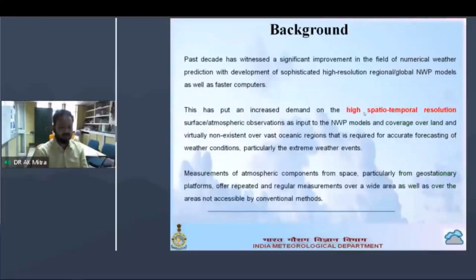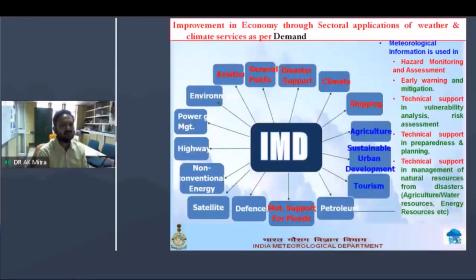So, improvement. By and large, if you can see the tasks that IMD is doing, it is improving the economy through sectoral applications. With these meteorological observations, different sectors like environment, power grid, highway, non-conventional energy, satellite, defense, medical support for floods, petroleum, tourism, sustainable urban development, agriculture, and shipping. All these things are very well taken care of by our observations.